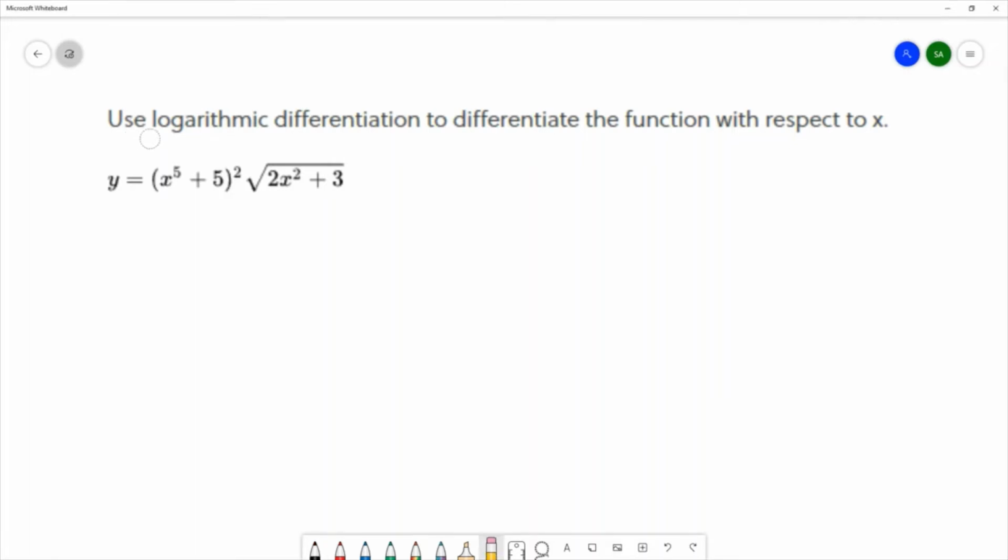For this question, we want to use logarithmic differentiation to differentiate the function with respect to x. As we look at this problem, if we use our original derivative rules, you would have to use the product rule because of these two expressions, and within each factor, you would have to use the chain rule, which makes this a slightly complicated derivative to calculate because of you combining those rules.